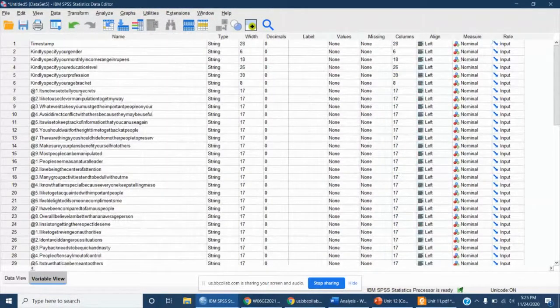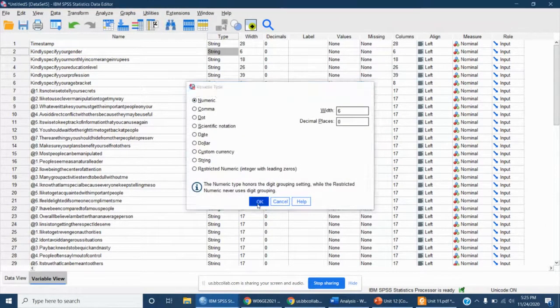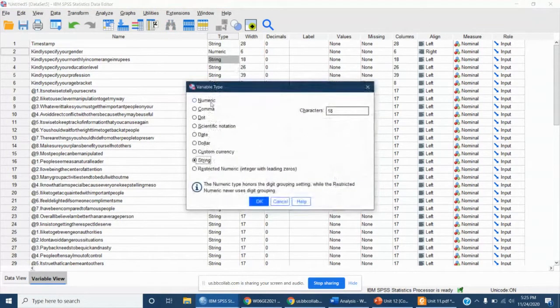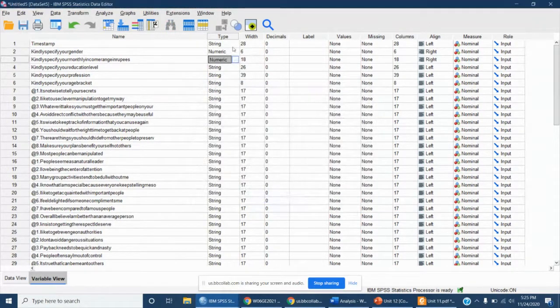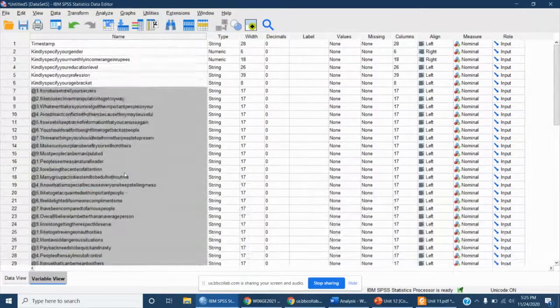For instance, all these are the questions without spaces. Like the first question is, kindly specify your gender. So you need to make corresponding changes in the variable view. For instance, we discussed that our data is numeric in nature. It is not string data. So our data is all numeric in nature. You need to make these changes. These are nominal scales, but this is not on a nominal scale. These are all Likert scale. These questions are measured on Likert scale. They are not measured on nominal scale.